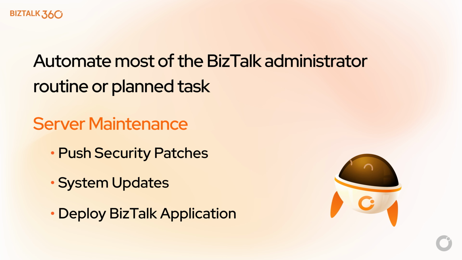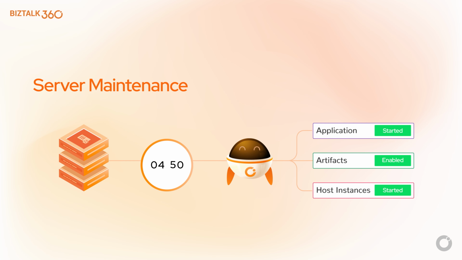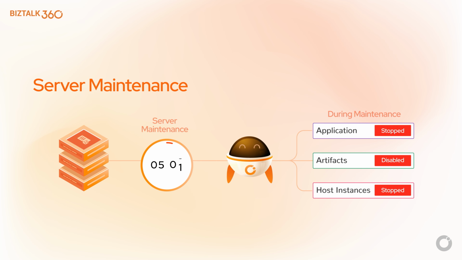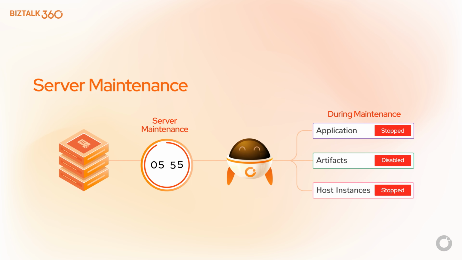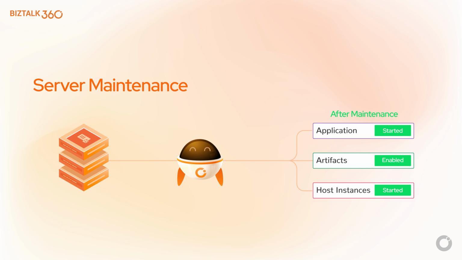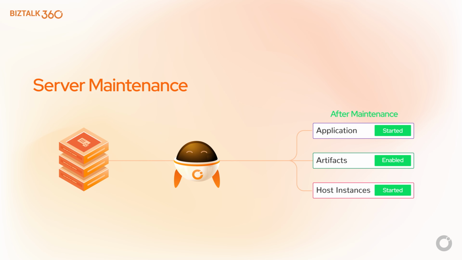deploy the BizTalk application. During this maintenance phase, many BizTalk resources will need to be brought down, and after the maintenance, the resources must be up and running. For example, you have to stop and start the application during deployment, or you may need to stop certain ports or host instances during maintenance. These processes can be done without any manual intervention by using the Automated Task feature in BizTalk360.